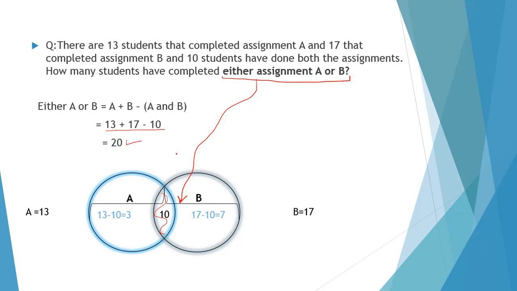And doing it with the second method, this whole circle is 13 and subtracting 10, you will get the number of students inside this huge sector. 13 minus 10, 3. In the same way, 17 minus 10, 7. Adding number of students in these 3 areas, 3 plus 10 plus 7, 20.